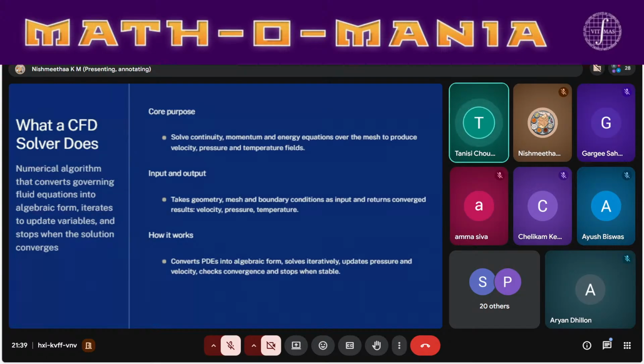Now, what is this converging solution? It is basically when a certain number of factors are satisfied. We will look at this later on. But right now, the solver guesses the initial value for pressure and velocity and then keeps correcting it through various iterations until the error is very small. This whole process is called iterative solving. Next slide.